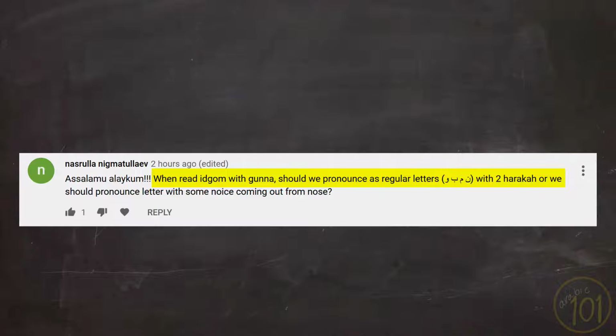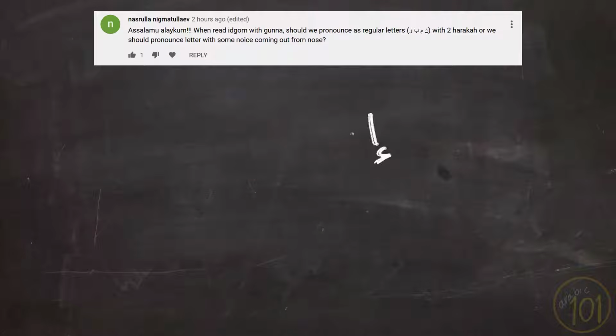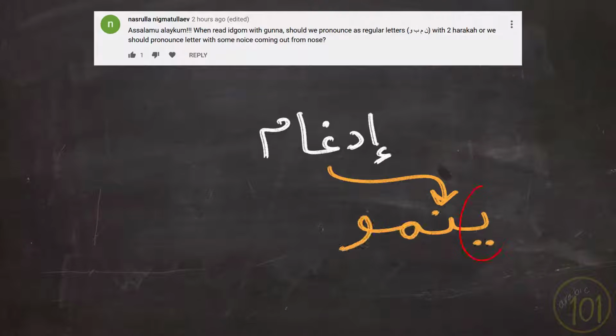The next question is, when you read idgham with ghunnah, should we pronounce the letters waw, ya, mim, noon with two harakat, or should we pronounce the letter with some noise coming out of the nose? Now first, ba is not one of the idgham letters. I'm sure you meant ya instead of the ba. And to be honest, I'm not entirely sure what you mean exactly by this question.